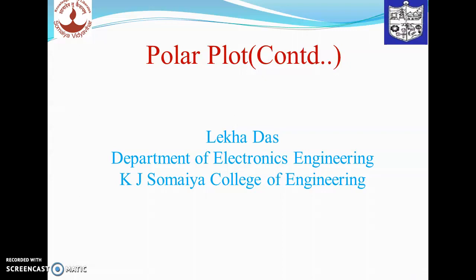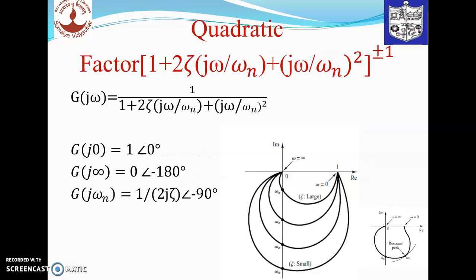Morning everyone. We will continue with the polar plot. We have taken only some factors in the last presentation. So we will take the quadratic factor, either a quadratic pole or a quadratic zero. So we will see what happens when it is a quadratic pole. I have standardized the equation.